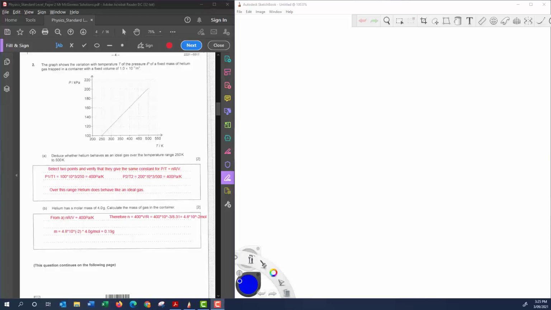Now they've said deduce whether helium behaves as an ideal gas over this temperature range shown in the graph. Now, deduce means that we have to look at the data that they've provided us and show that it's true, or determine if it's true.